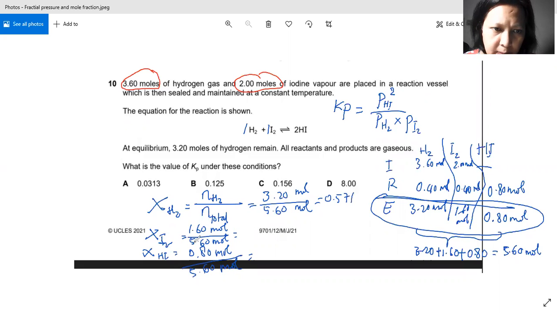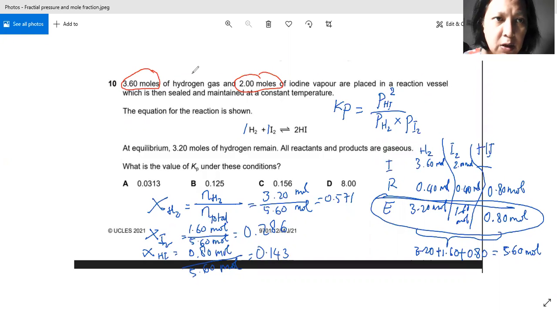And then here, 1.60 divided by 5.60 equals 0.2857. We take 3 decimals, so it is 0.286. We round it, and that's the fraction. We don't have any unit there because the unit is mole divided by mole, which cancels. So there is no unit for the mole fraction. And then 0.80 divided by 5.60 is 0.1428, which we round to 0.143.